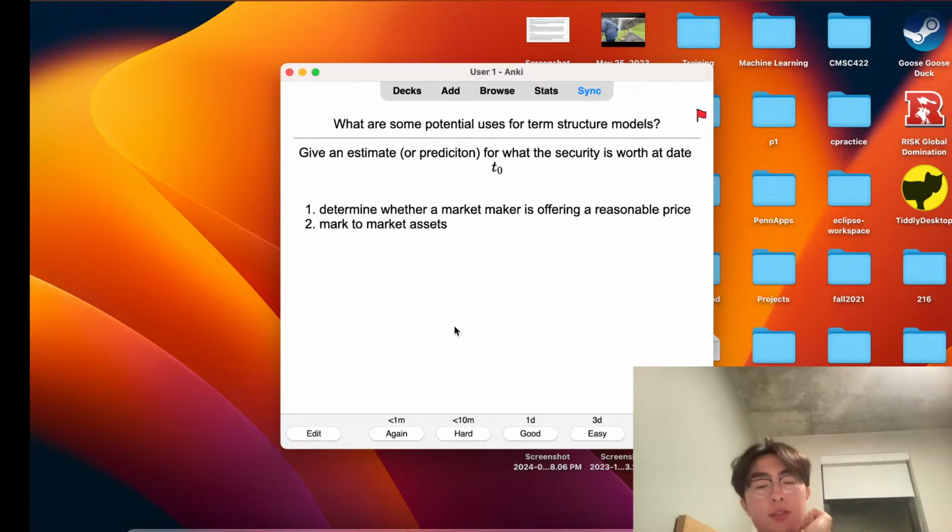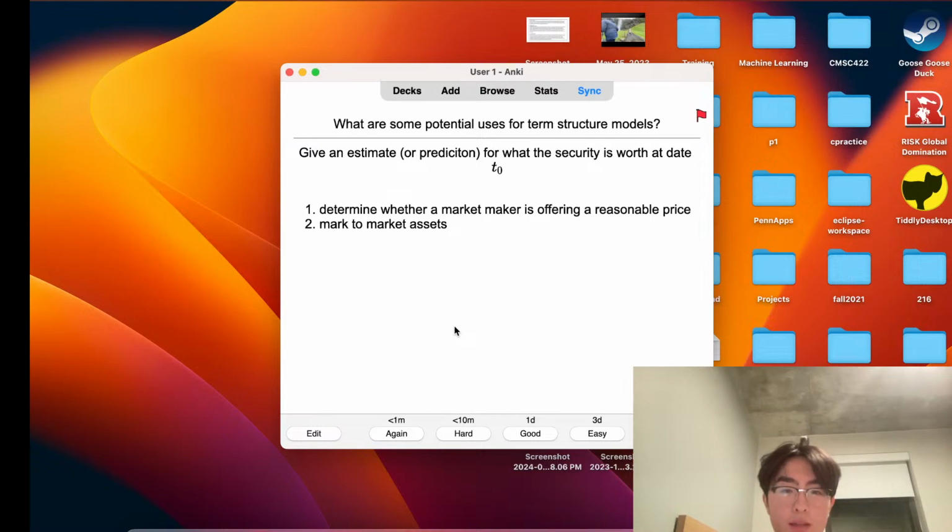Mark to market assets. So determine whether a market maker is offering a reasonable price. I guess you could use term structure models to quote different types of securities. When a market maker is buying and selling and maybe offloading some of the securities, you can quote the term structure to make sure that the prices they're offering align with whatever the current term structure is modeling. So I guess that's something similar.